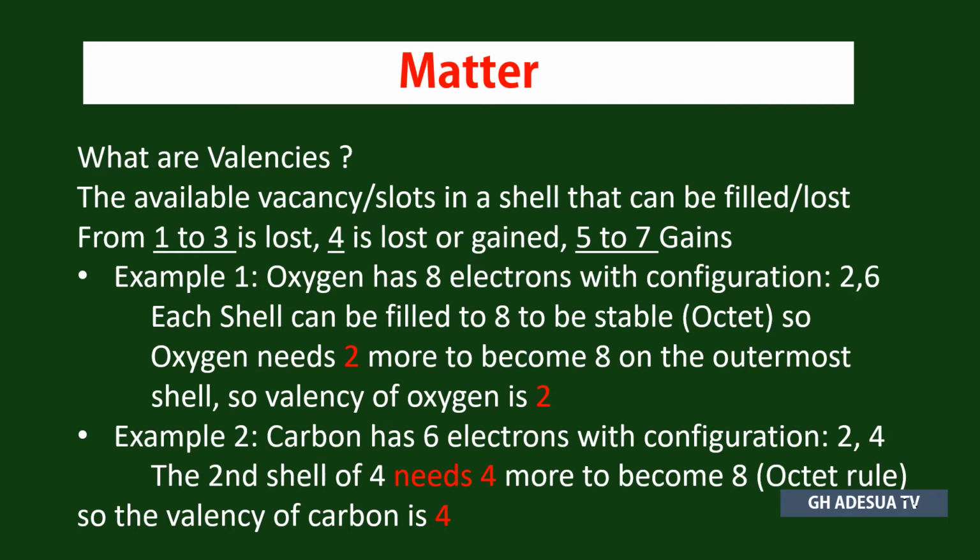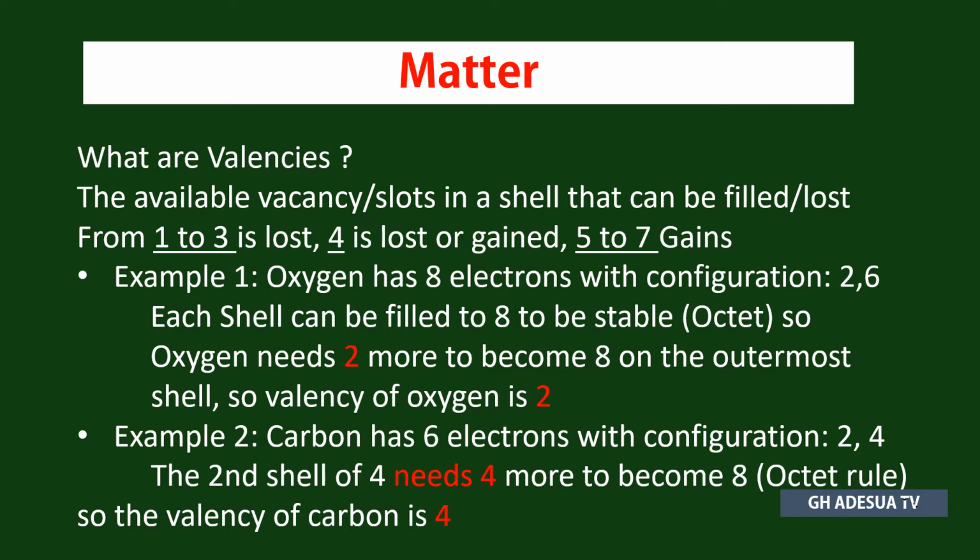So for you to determine the valency, from 1 to 3, you lose those electrons. So if you have the outermost shell having 1 to 3 electrons, you lose that electron. If an atom has the outermost electron as 1, the valency is 1. Outermost electron as 2, valency is 2. Outermost electron as 3, valency is 3. But in that case, they would always lose that electron to become stable because it is smaller than 4.